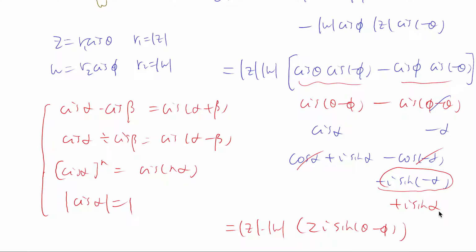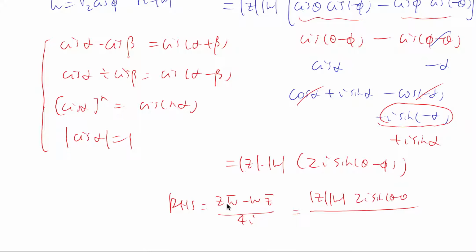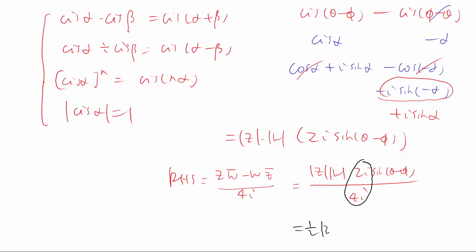So now let's look at our right-hand side, which is (ZW conjugate minus WZ conjugate) divided by 4i. That equals the modulus of W, modulus of Z, 2i sine (theta minus phi) divided by 4i. So 2i divided by 4i gives us exactly a half. So that's a half |Z||W| sine (theta minus phi), which is our left-hand side. Okay, so that's the entire question.